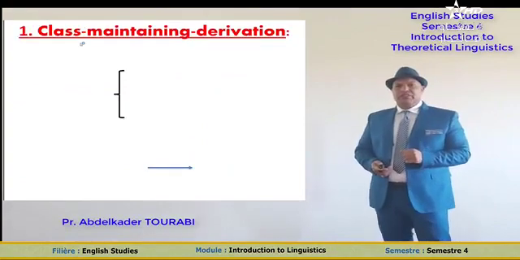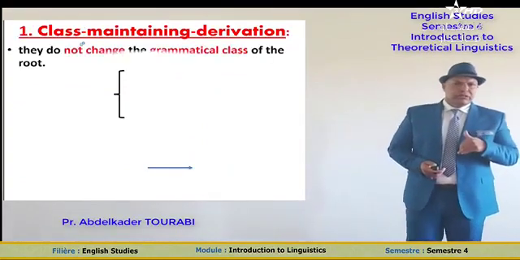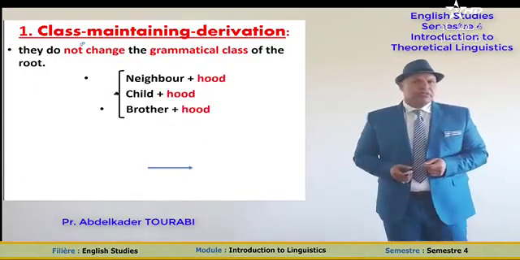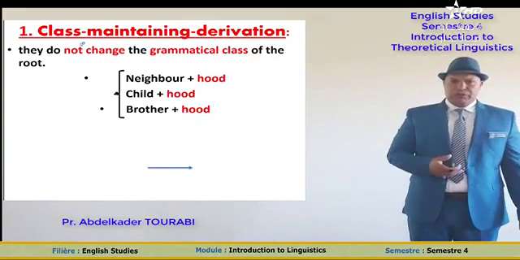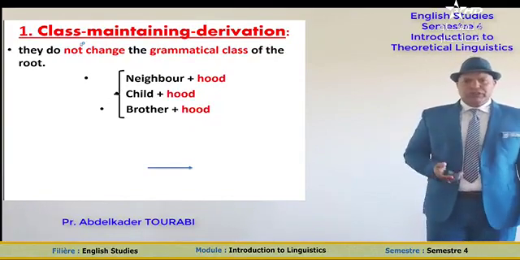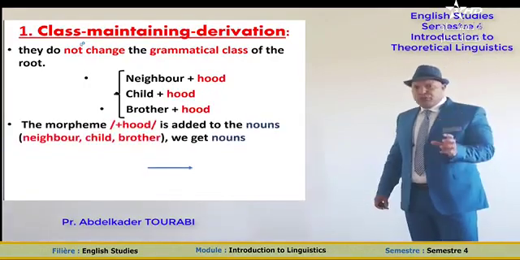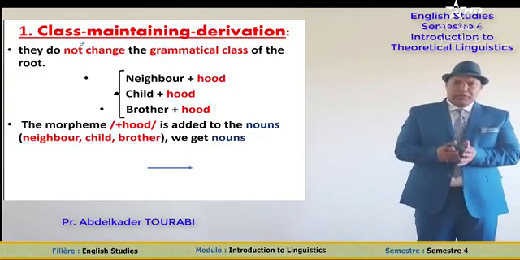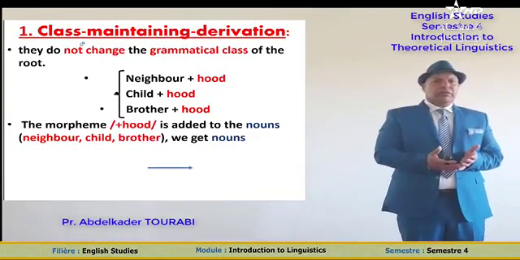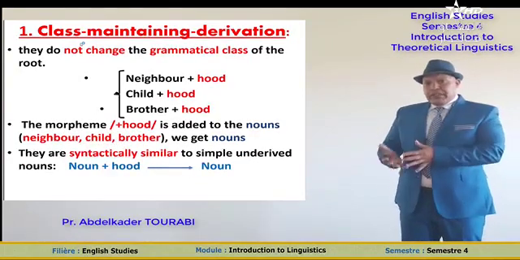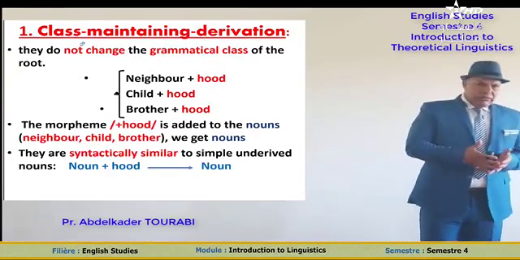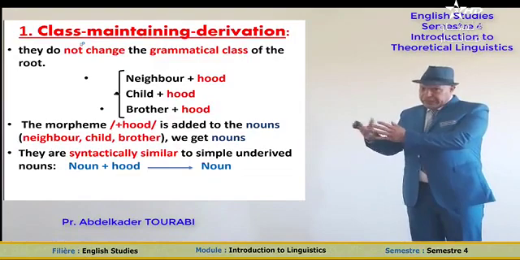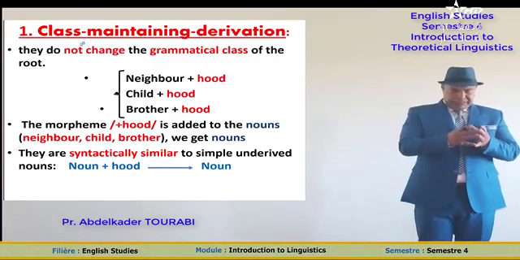How? Class-maintaining derivations don't change the grammatical class of the root. We take an example here: neighborhood, childhood, brotherhood. The morpheme hood is added to the nouns neighbor, child, brother. We get nouns. So they are syntactically similar to the same underived noun. For example, if we have neighbor, which is a noun, we add to it hood, we get another noun. Child as a noun.